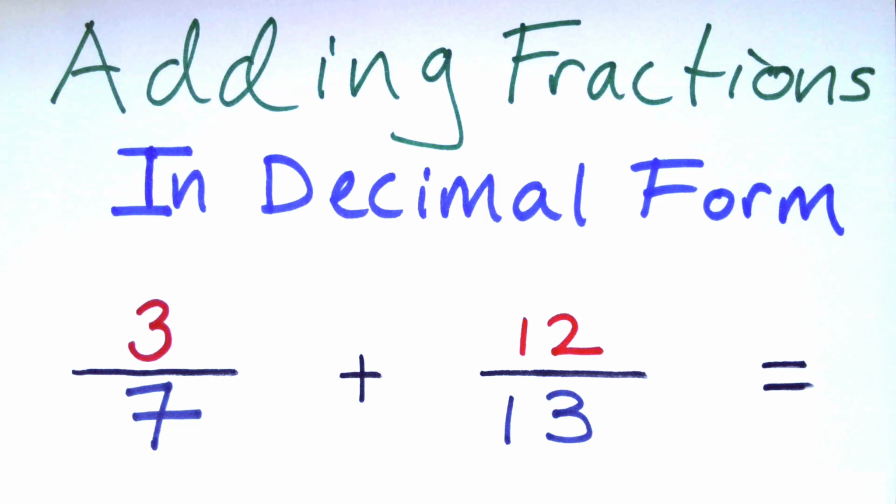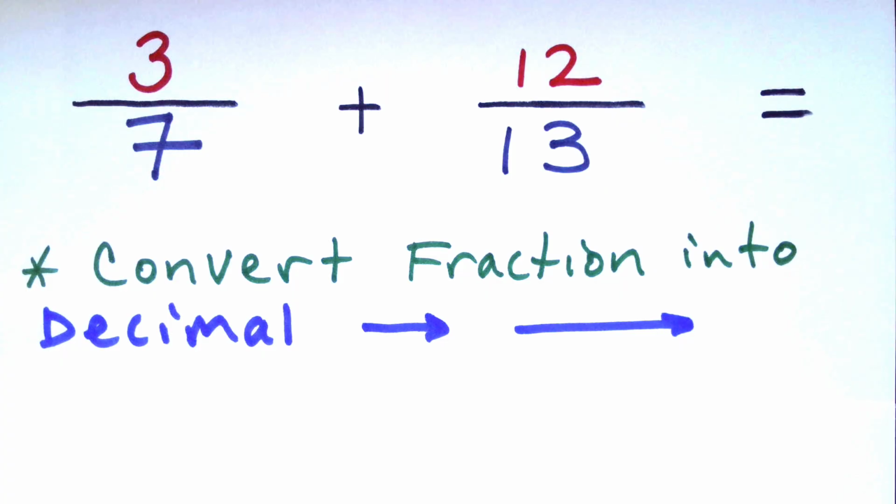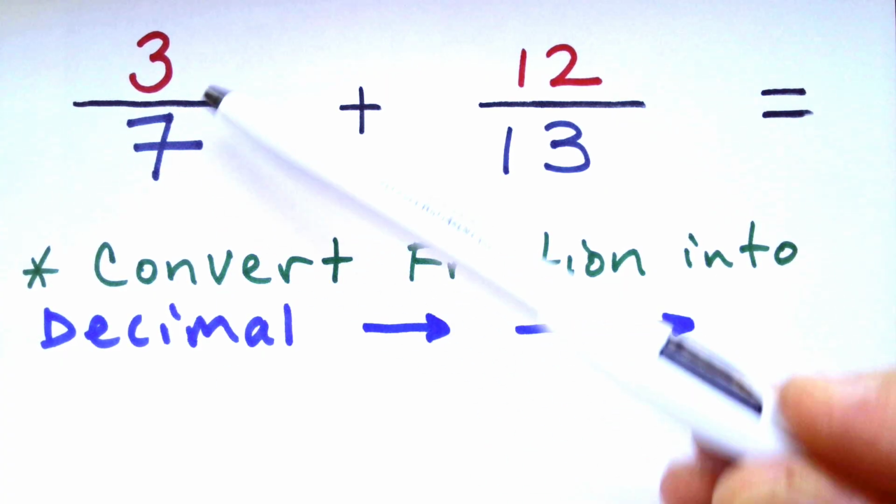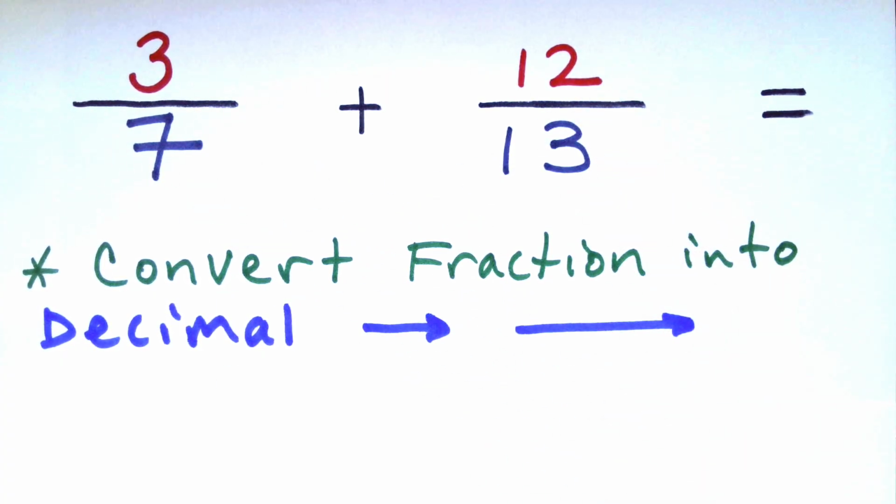In this part 58 video, we're going to continue with another example of adding fractions in decimal form. So we have 3/7 plus 12/13. Every fraction is a division problem: 3 divided by 7, 12 divided by 13. First thing you want to do is step 1. You're absolutely right. You want to convert each of these fractions into a decimal, right?